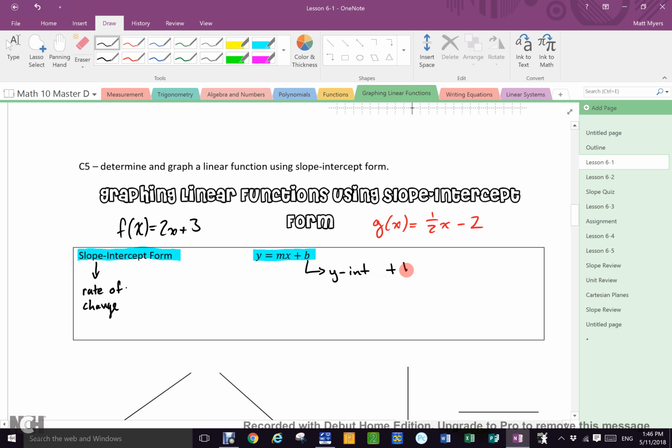If it's plus B, it's a positive intercept. If it's minus B, it's a negative intercept. Would it matter if it was a fraction? No, we would just go to y 7/8 or y -3/4. Everybody understand? Great.